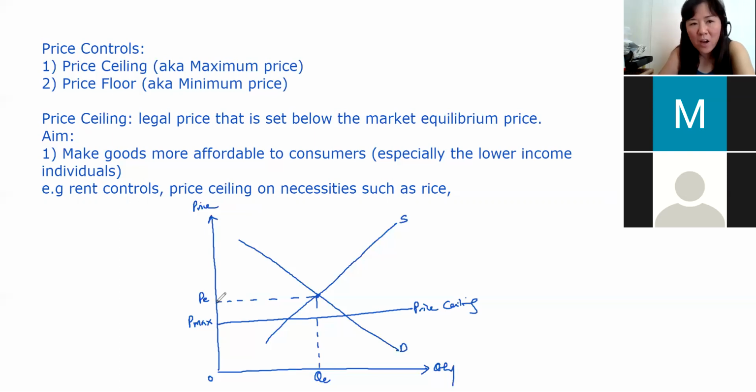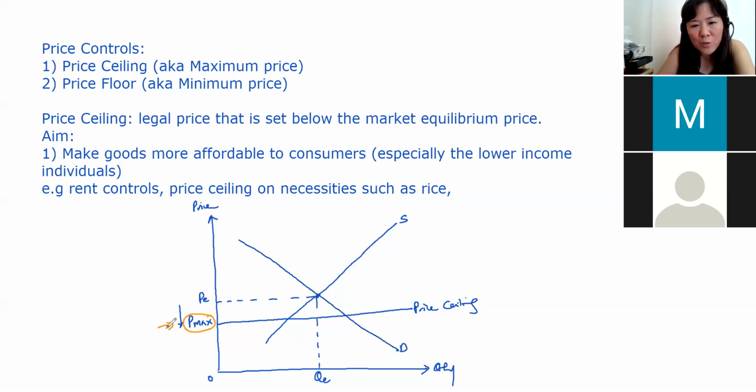Now, what's the effect of this price ceiling? Very obviously, the price decreased from PE to P max. At P max, this is a good thing for the consumers, because the price actually came down. But what is bad is what happens based on this new price, P max.